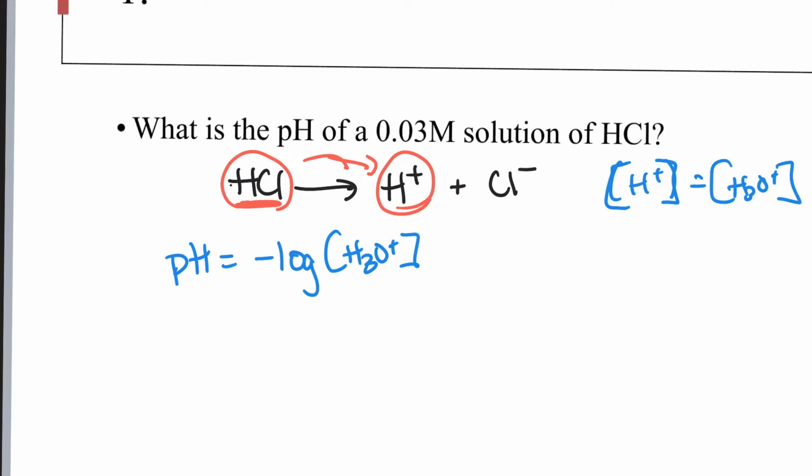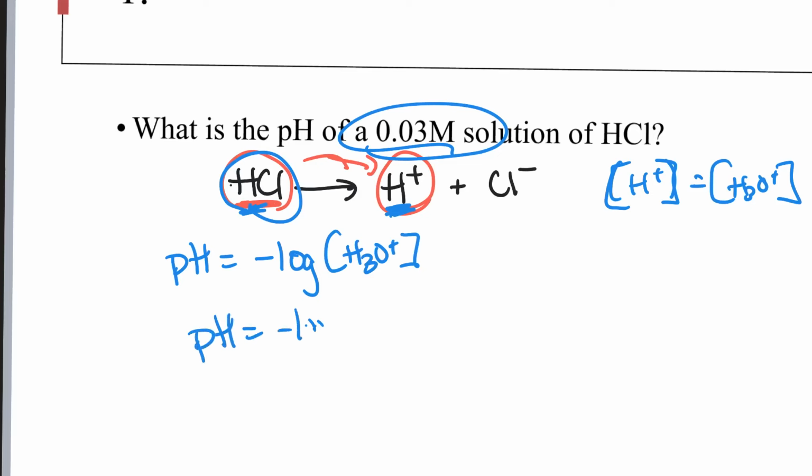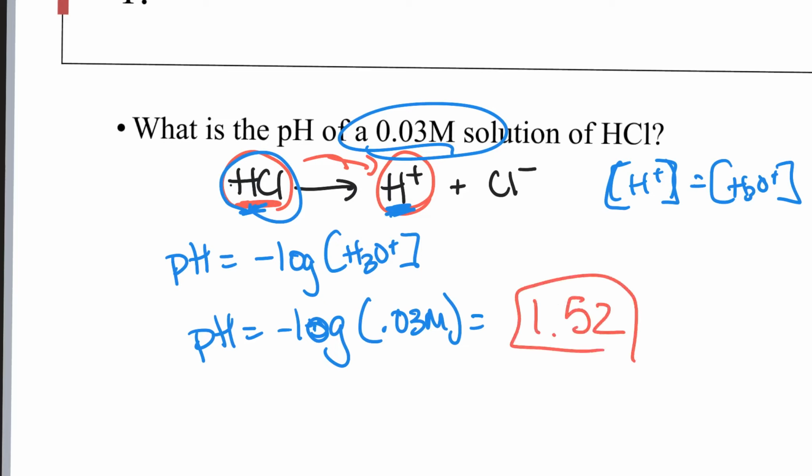So what's the concentration of hydronium? Just like I said, this is what we're calculating, but this will always be equal to this because it's a strong acid. And so what's the concentration of HCl? Well, it's 0.03. So pH is equal to the negative log of 0.03 molar. All right. And so once you plug this into the calculator, you should get that the answer to this problem is 1.52. So that's your pH, okay?